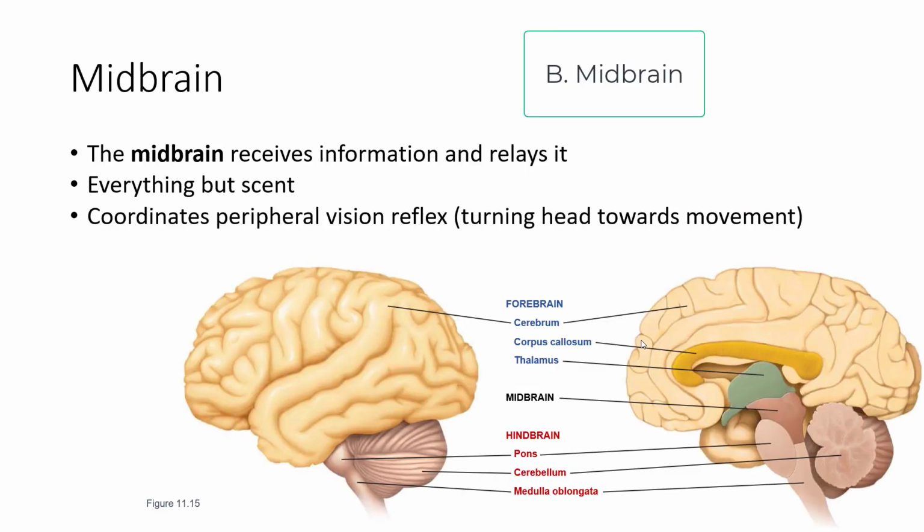Let's move on to the midbrain. This is going to be pretty simple. We're looking at how it receives information and relays it, which is everything except scent, which is going to be coming through your olfactory nerve. Midbrain also coordinates the peripheral vision reflex, turning your head towards movement, which is going to, of course, require certain nerves. Which nerves? Maybe look back at your cranial nerves.